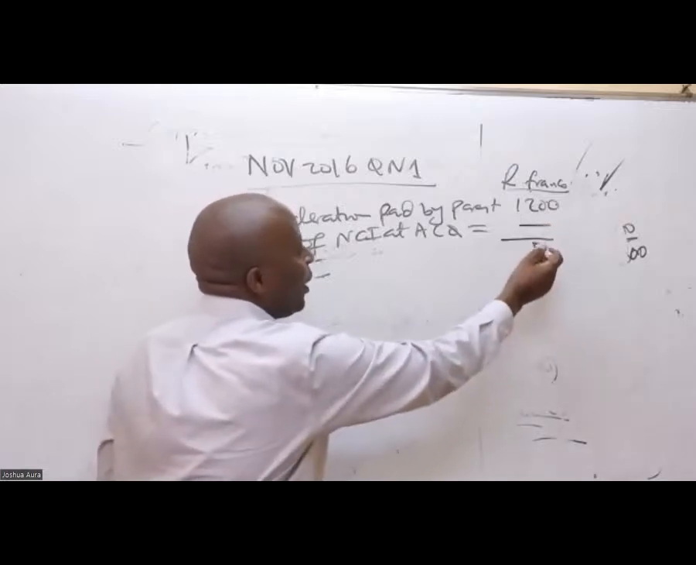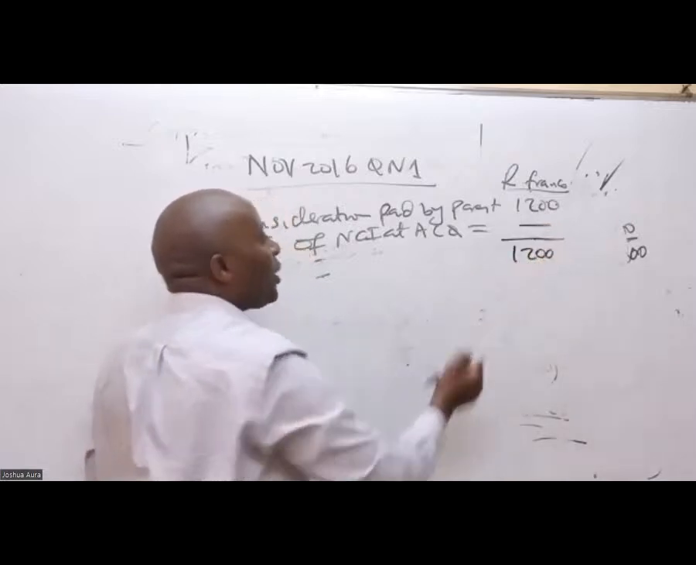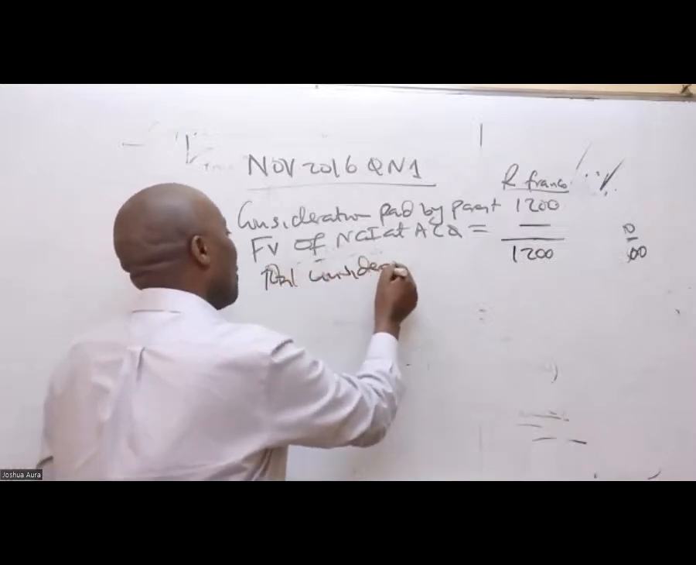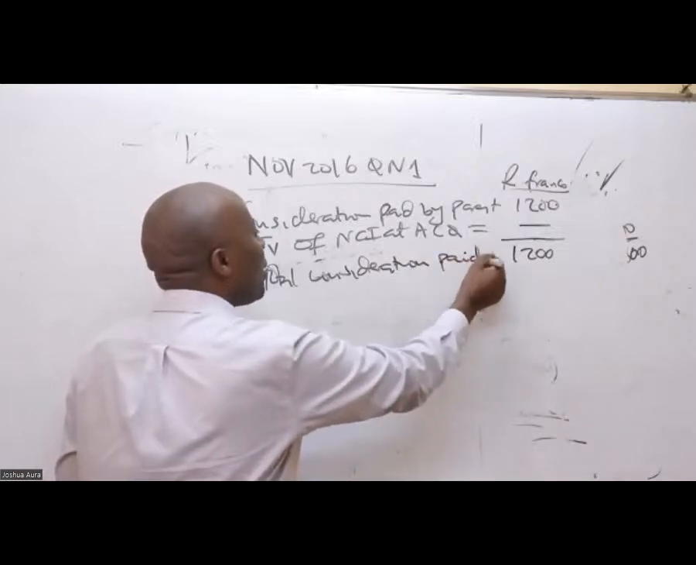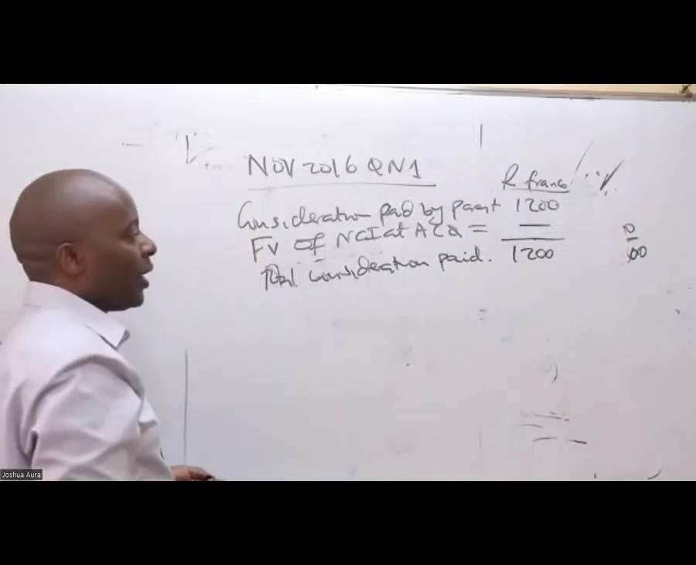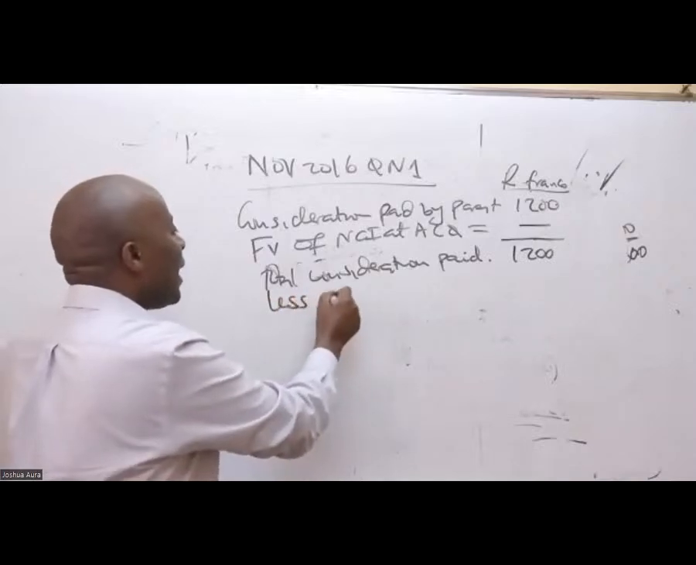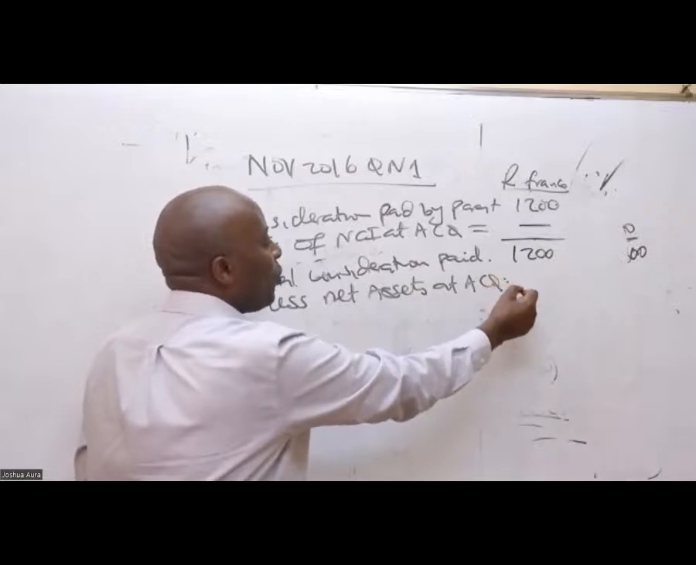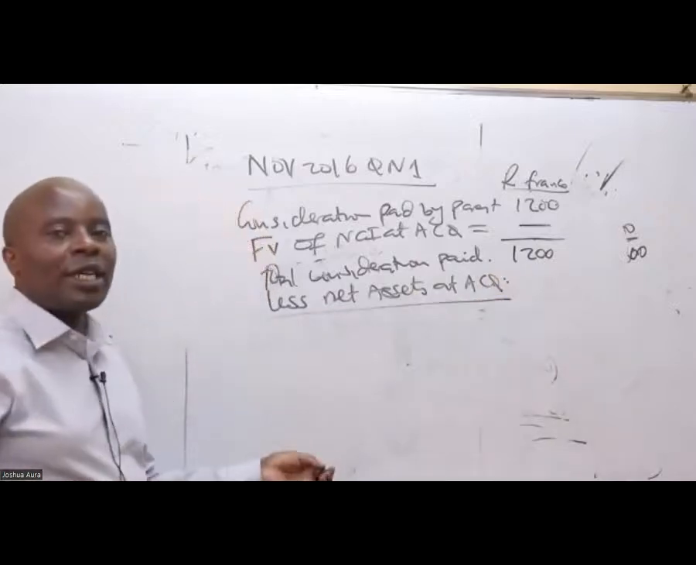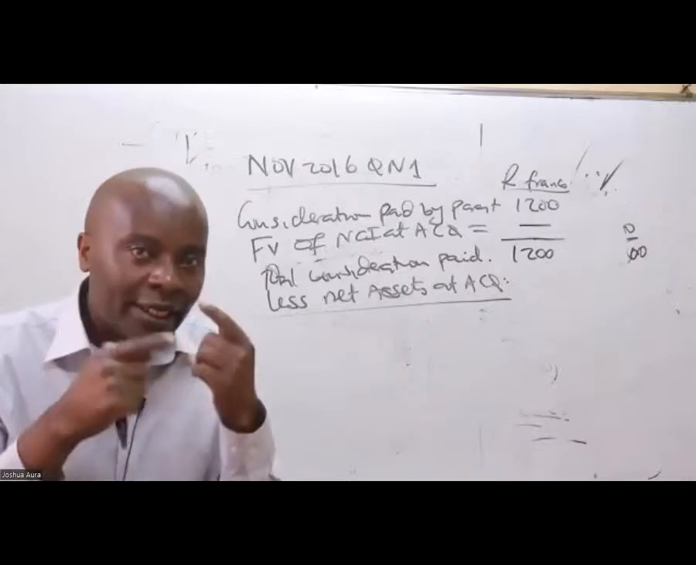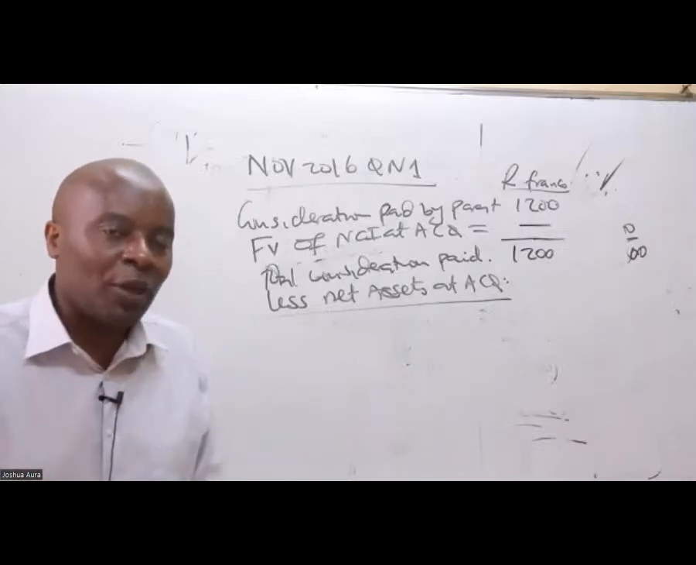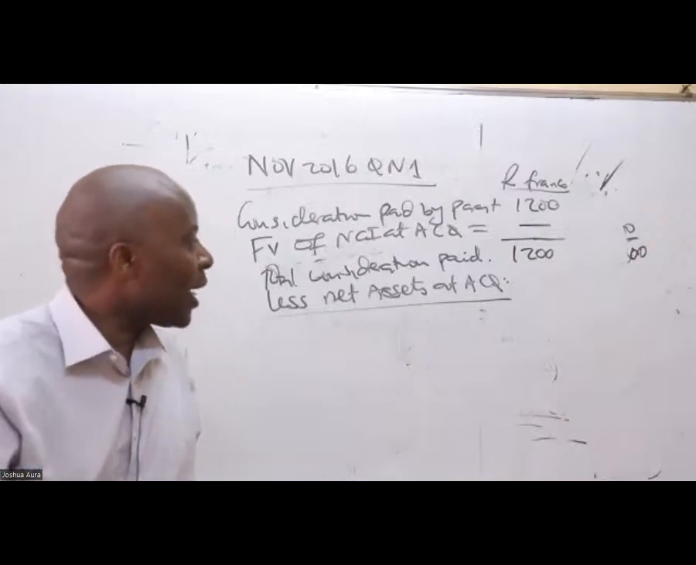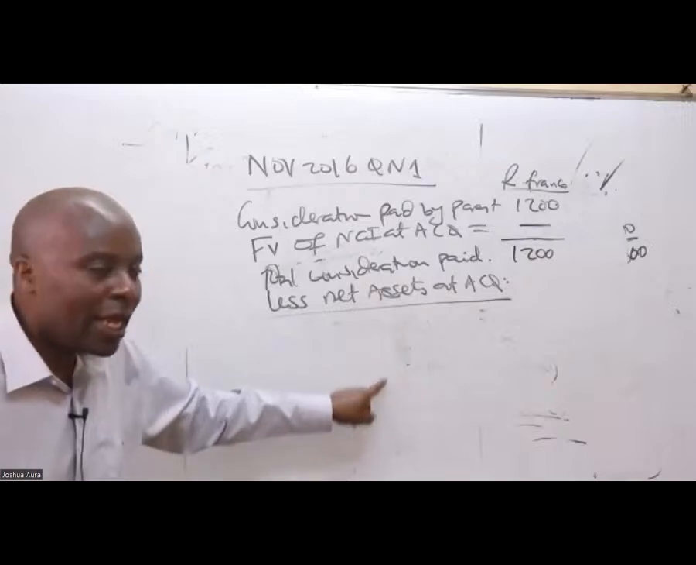Kuja hapa straight away, tuambie straight away kwamba this is the total consideration paid. So the total consideration paid is 1,200. And then you will come and now less net assets at acquisition. So here I'm taking a shortcut. I never did the net assets. I'm taking a shortcut because you told me, Mwalimu, we only want one thing alone, which is goodwill. So at acquisition, I will go to the equity elements.